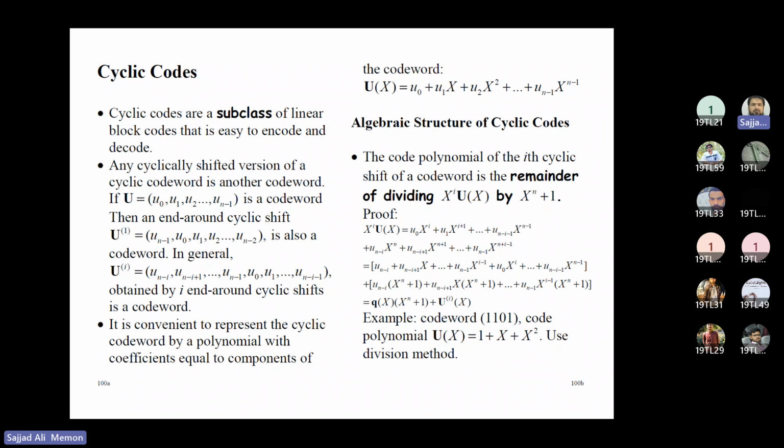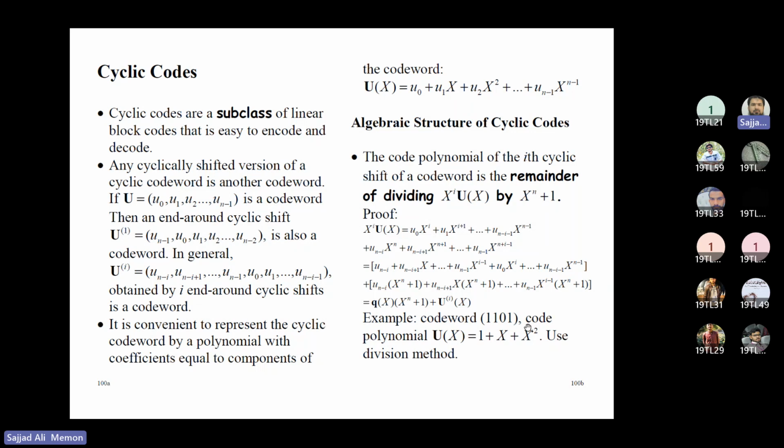Now the algebraic structure of cyclic code: the code polynomial of the i-th cyclic shift of a code word is the remainder of dividing x to the i times u of x by x power n plus 1. So that is polynomial division here. u of x is the code word, multiplied by x power i and divided by x power n plus 1. The proof is given, and an example is given here.